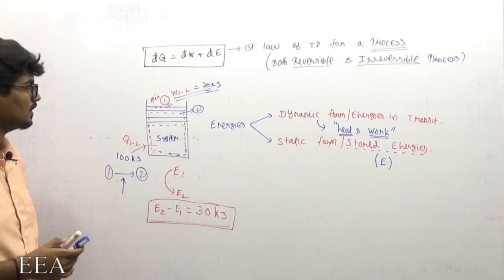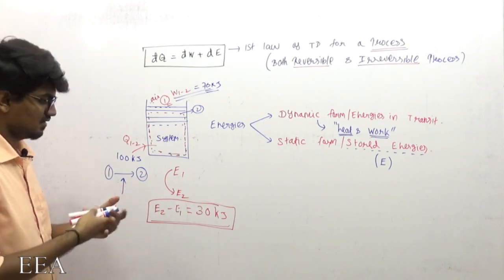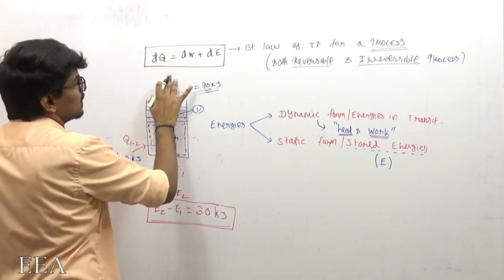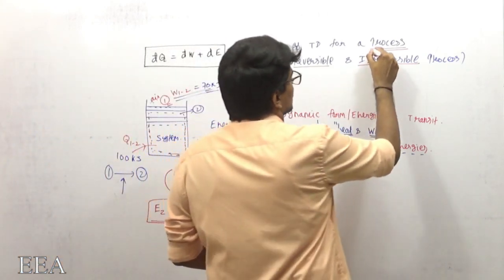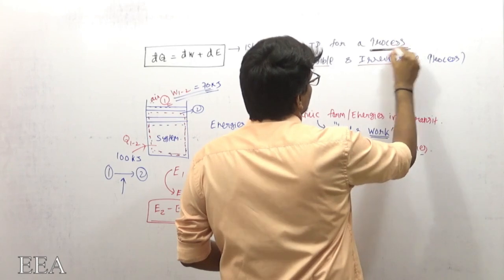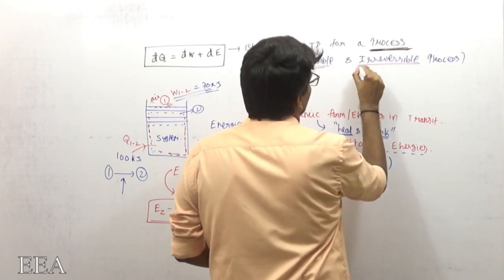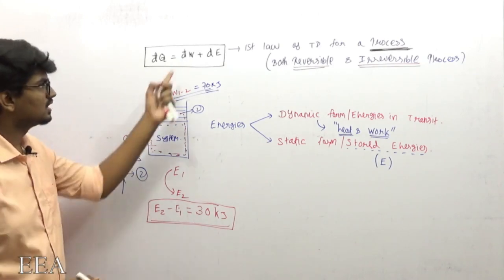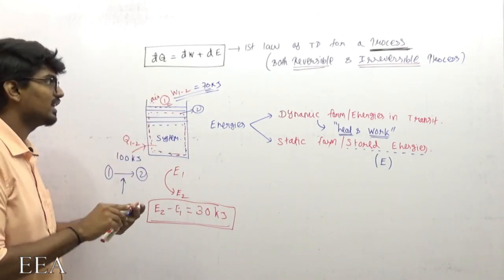Now I hope you have got a very good idea about this particular equation. This equation is applicable only for a process of a closed system, and for both reversible and irreversible processes. Now I can further reduce this. How can I reduce it?